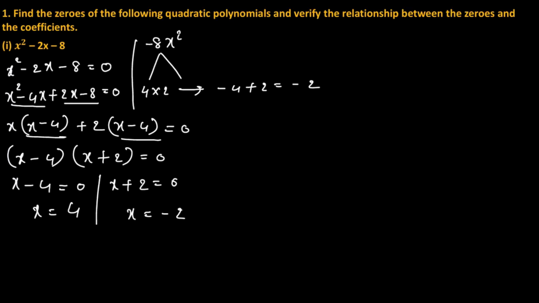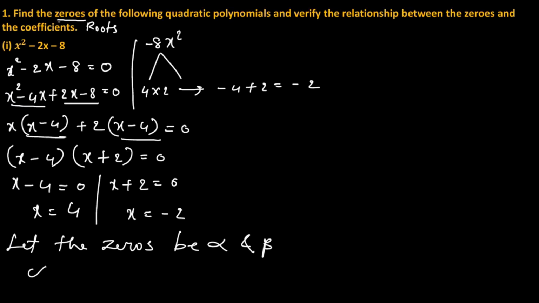Let us take these as our zeros. Zeros are also called roots of this particular equation. Let the zeros be alpha and beta. So our alpha is 4 and beta is equal to minus 2.